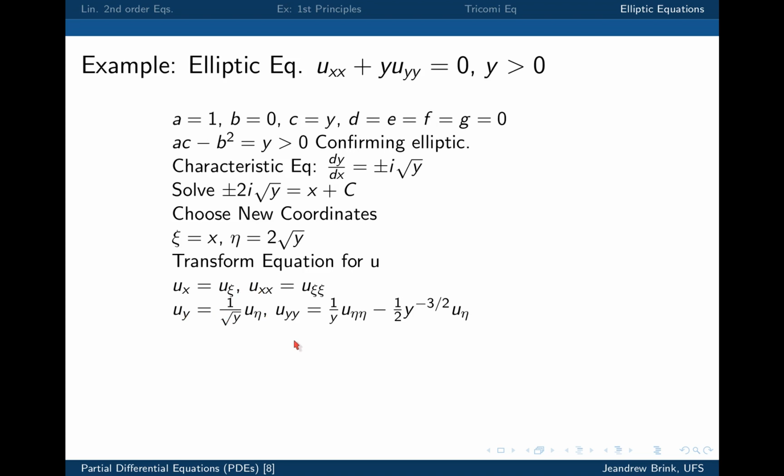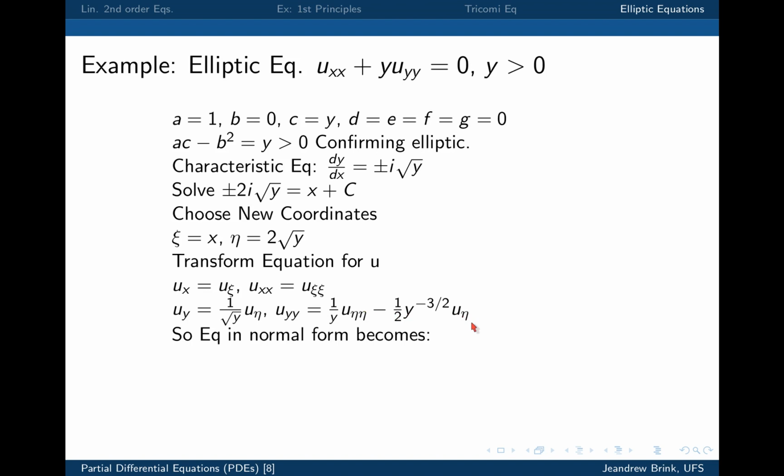So that is simply 1 over the square root of y times d eta of this thing. So that's the first term. Then you have 1 over square root of y times 1 over square root of y u eta eta, minus d dy of that thing. So that is minus 1 over 2 y to the minus 3 over 2 times u eta. Okay, so those are our new derivatives.